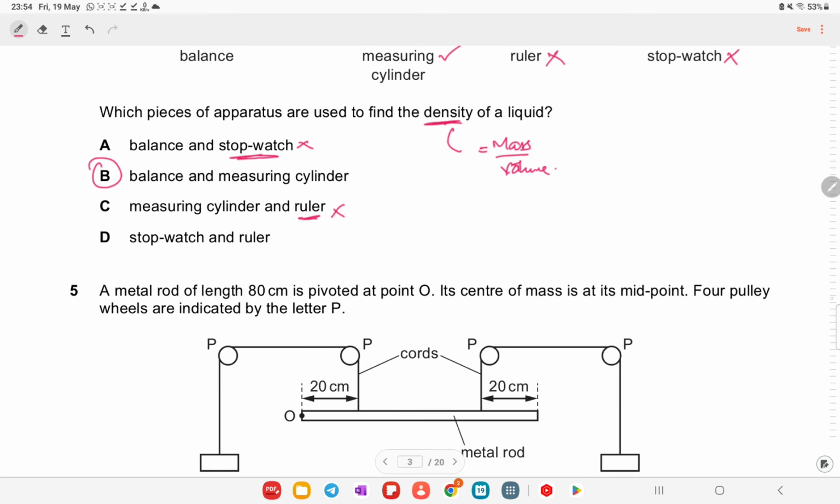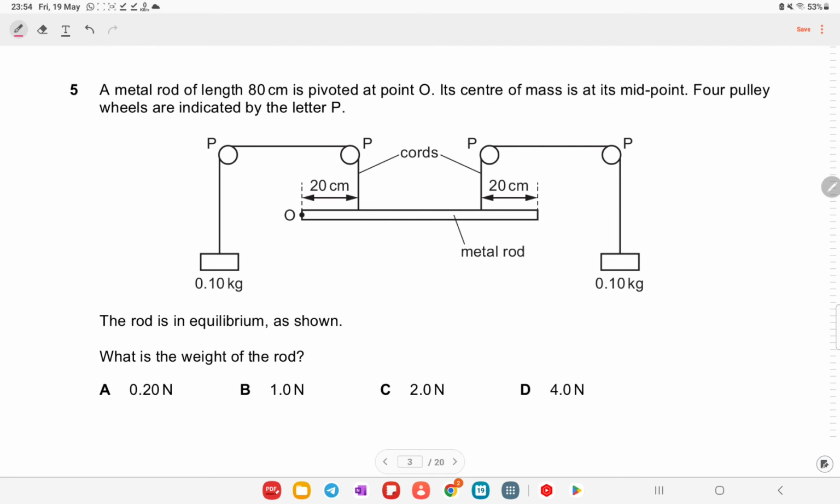Okay, a trickier question. A metal rod of 80 centimeter is pivoted at point O. So this is your pivot. Okay, remember this point. So this is your pivot because it's given in the question, and its center of mass is at the middle, and four pulley wheels are indicated by the letter P. So the rod is in equilibrium as shown, and what is the weight of the rod? So we need to find out the weight of the rod.